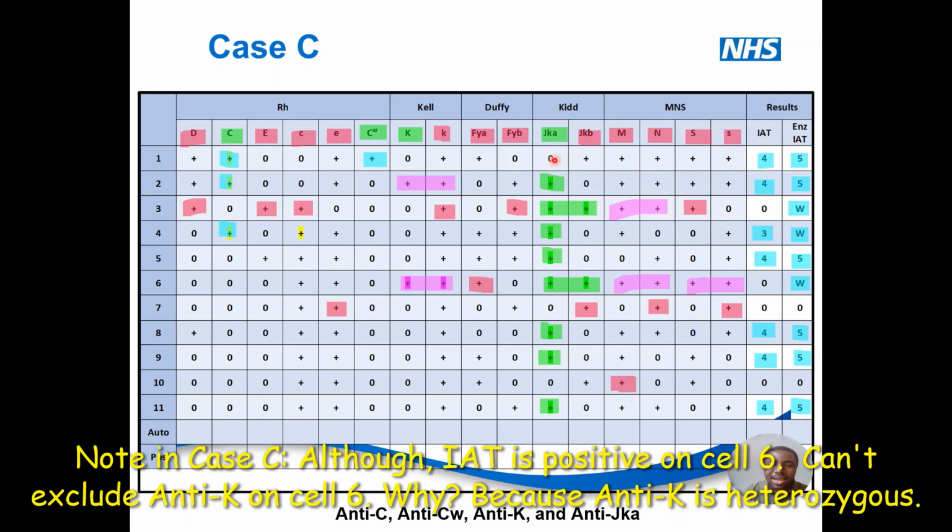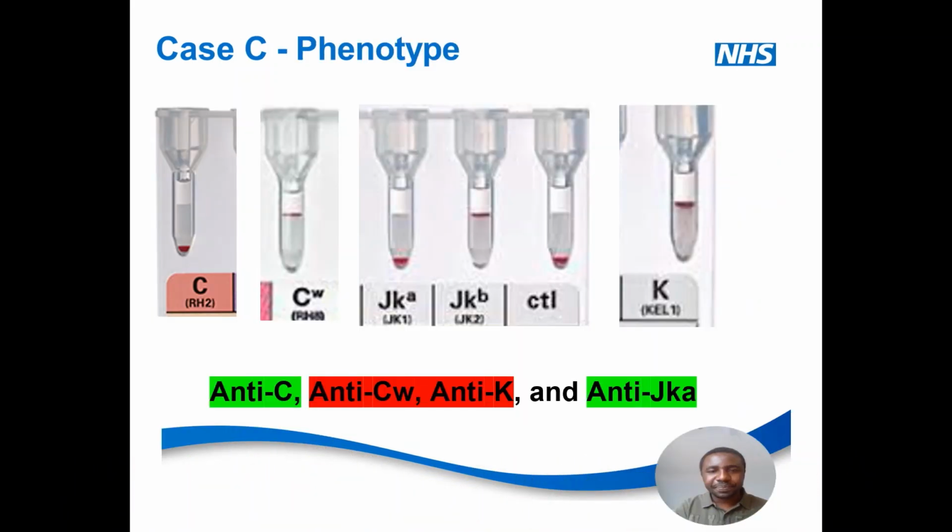And anywhere JK is positive, the reaction is positive, whether in the IAT or in the enzyme. So even if you are tempted to cancel here, remember what I say, please don't cancel because it is heterozygous. I know why I'm emphasizing this. I know this is 0, but I cannot cancel it because it is heterozygous here, okay? Anyway, bearing that in mind, what we're going to do then is the phenotype.